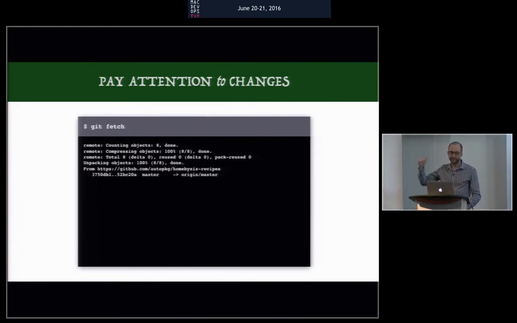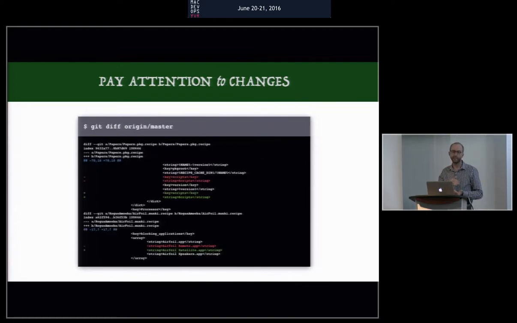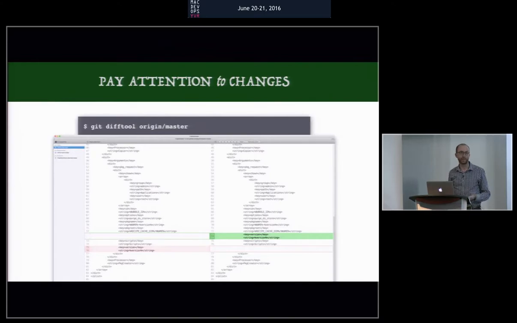I do a git fetch to pull in the latest changes but not apply them yet. I do a diff against the origin master branch, and that will, depending on whether you have the color coding turned on, I think it's ANSI colors in your terminal, it will show you the green and the red here about what's been removed or modified or changed. If you want, you can even use a diff tool. I use Kaleidoscope, for example.